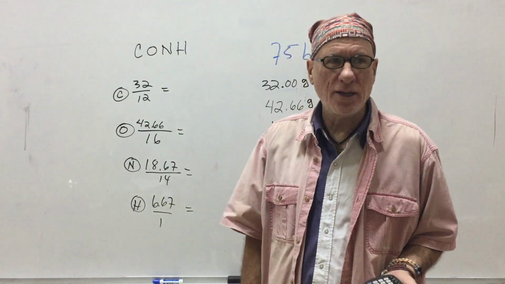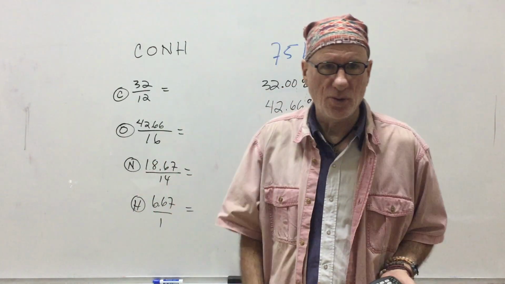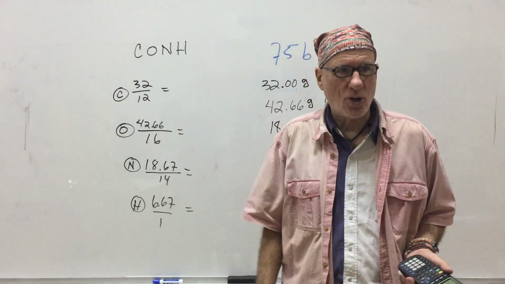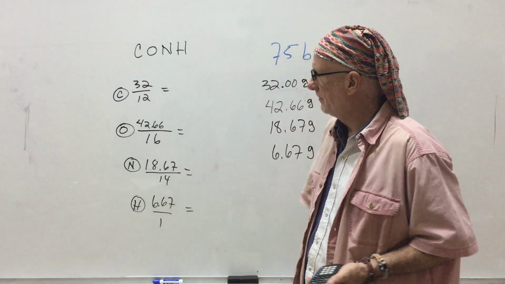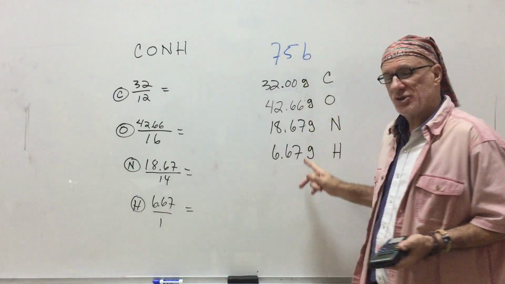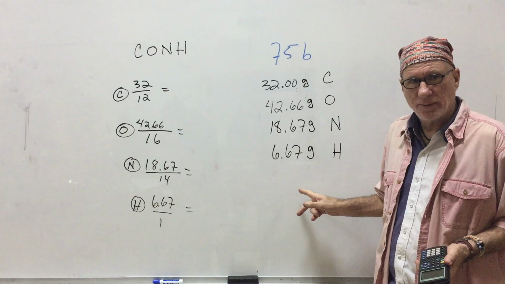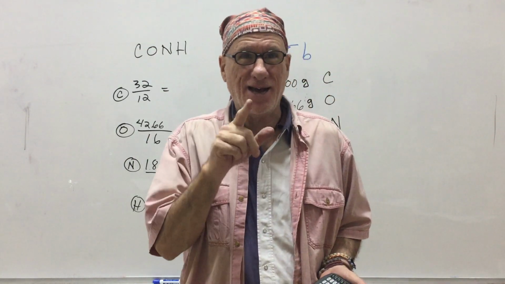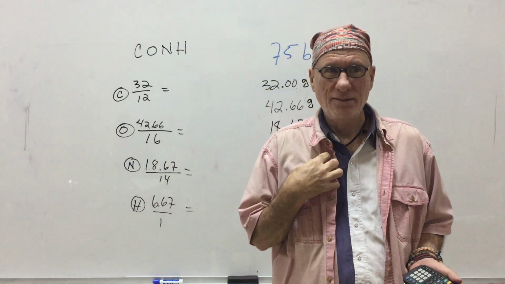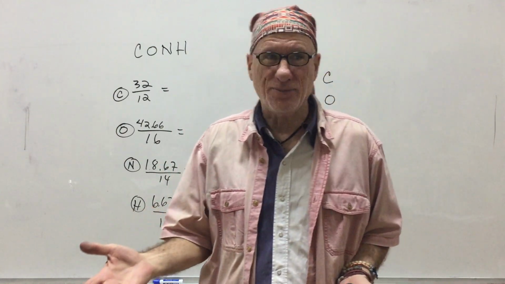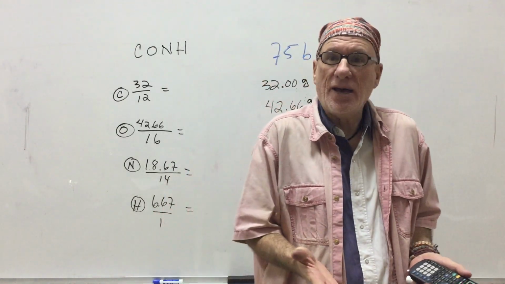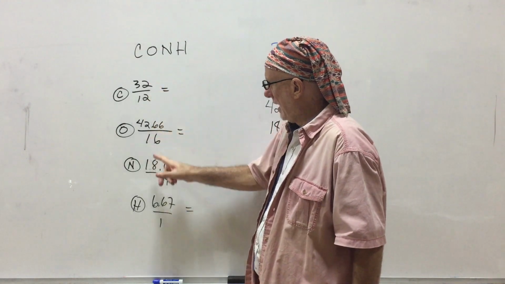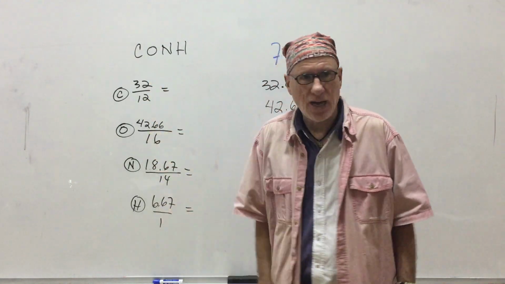And we've started an empirical formula problem. Let's review and catch you up as to where we are now. We have 4 elements: carbon, oxygen, nitrogen, and hydrogen. We have these percentages. They were percentages originally. This is number 75B. And through the magic of whiteboard technology, we simply change percentage to grams, right? If it's percentage, it's out of 100%. So it would be out of 100 grams. So here are the various grams: carbon, oxygen, nitrogen, and hydrogen.